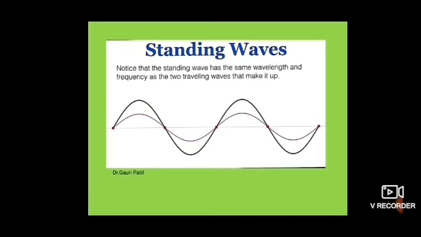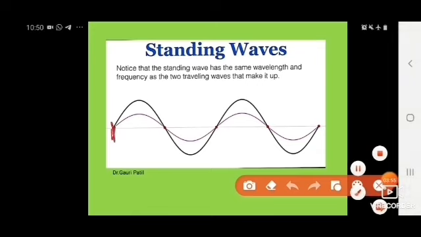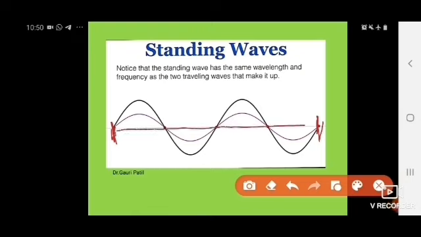now look at this figure. This is the standing wave. What you notice from this is that the standing wave has the same wavelength and frequency as the two traveling waves that make it up. Here this is the string, and it is fixed at both ends. So for a given string, this is the string, which is fixed at both ends.